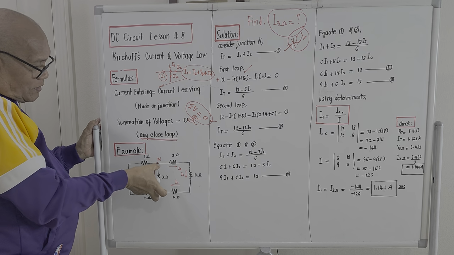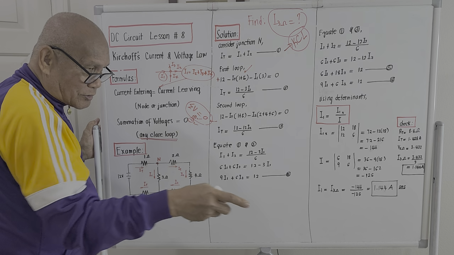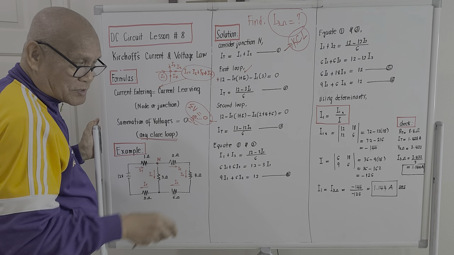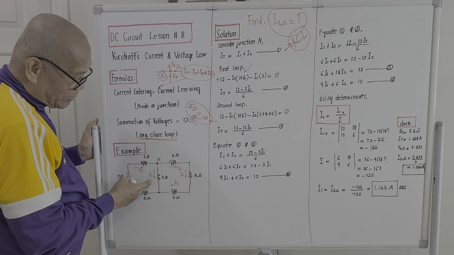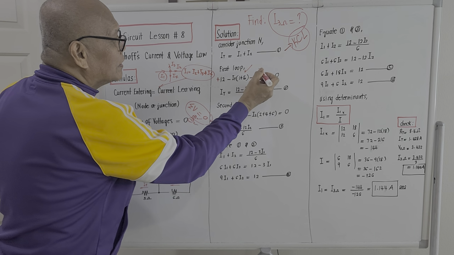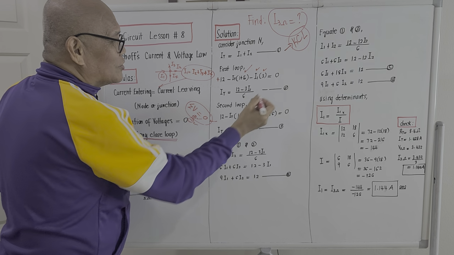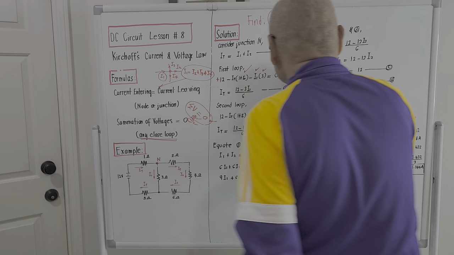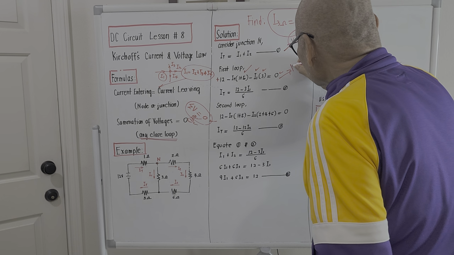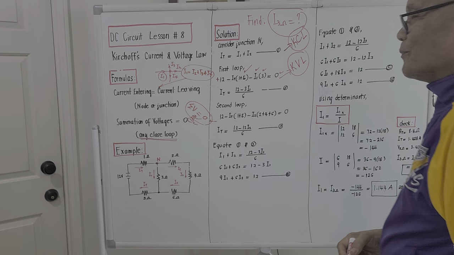And the voltage drop across the 3 ohm load will be the current passing through it times its resistance. The current passing through the 3 ohm load, as per our designation, is I sub 1 multiplied by 3. And this should be equal to 0. This is actually our Kirchhoff's voltage law.